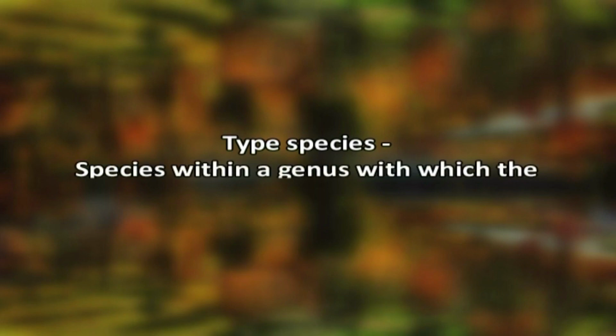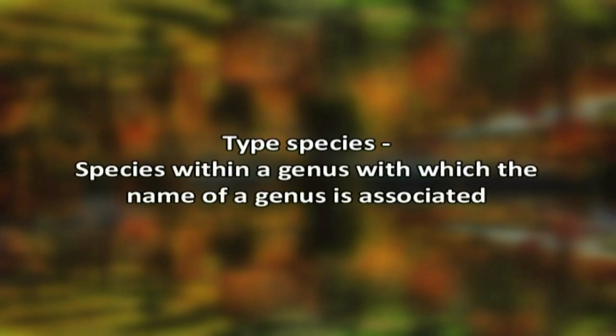Now we discuss type species. A type species is a species within a genus with which the name of the genus is associated. Each genus must have a designated type species. The description of a genus is usually based primarily on its type species, modified and expanded by the features of other included species. The generic name is permanently associated with the name bearing type of its type species.